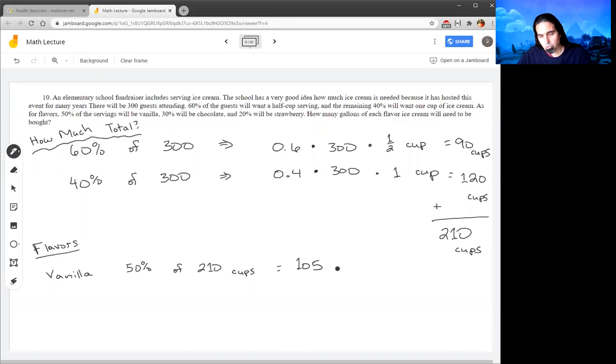Fortunately, we don't have to shop for ice cream a cup at a time. Those tend to be expensive. We want to shop a gallon at a time. So how many cups are in a gallon? Yes, thank you in chat. 1 gallon is 16 cups.